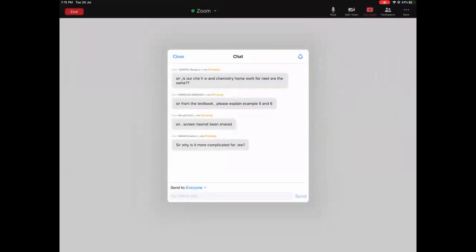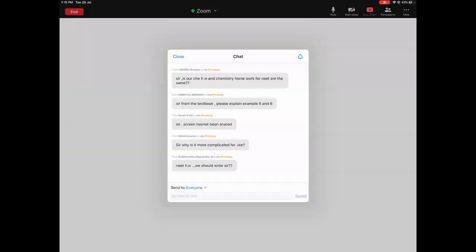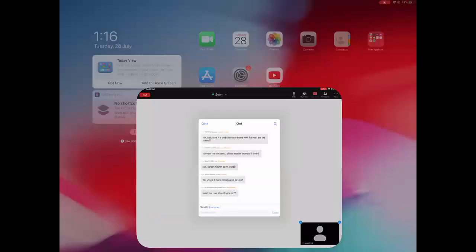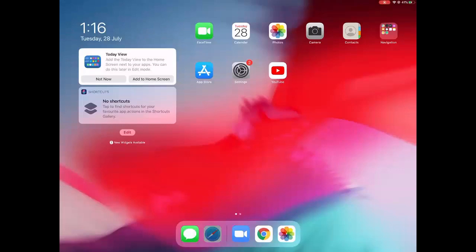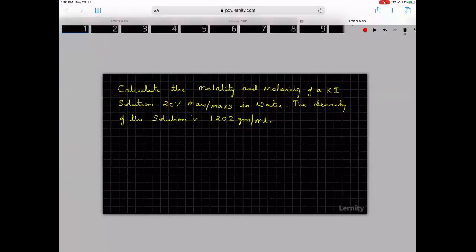Why is it more complicated for JEE? Obviously, the JEE exam is more complicated. In your JEE exam, you have 75 questions in 3 hours. In the NEET exam, they have 180 questions in 3 hours. So there will be a difference between the two. Yes, NEET students should also write the homework. There is no punishment for doing work, so don't ask whether you should do it. You should.